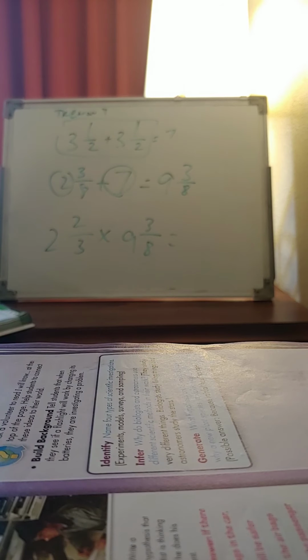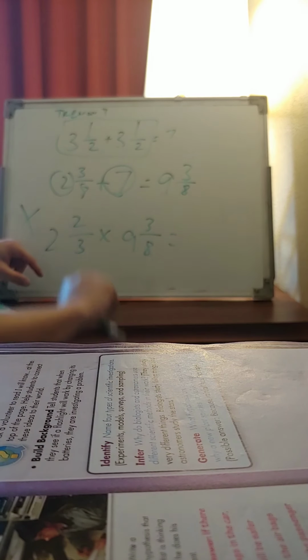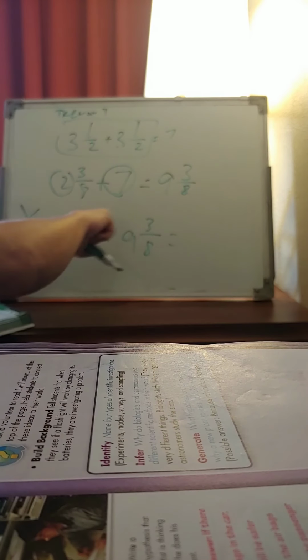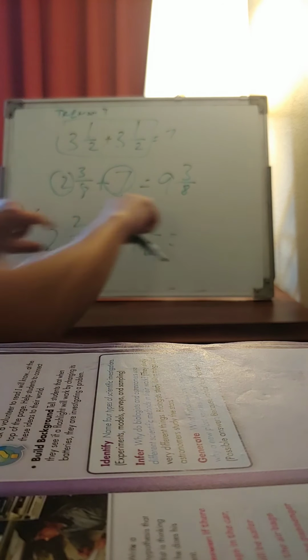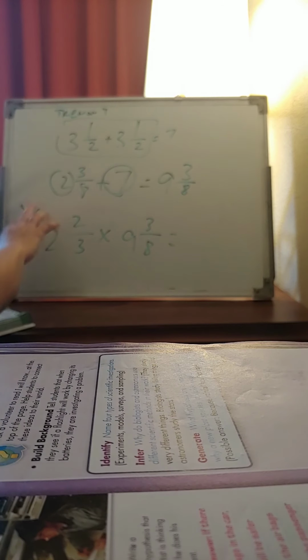Okay? Again, the wrong way is 2 times 9 is 18, 3 times 8 is 24, 2 times 3 is 6. To just go and multiply each part of the problem, you're going to be wrong every time. Okay? The proper way would be, let's turn these both to improper fractions before we follow our steps.